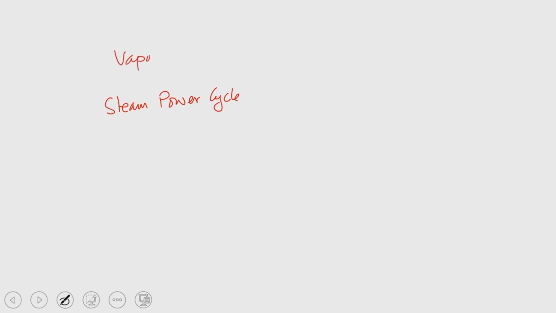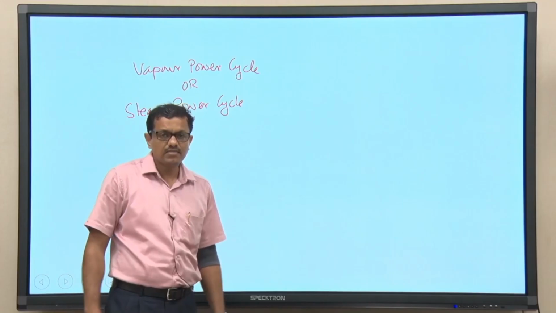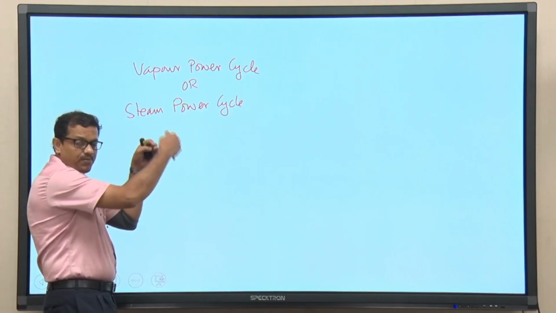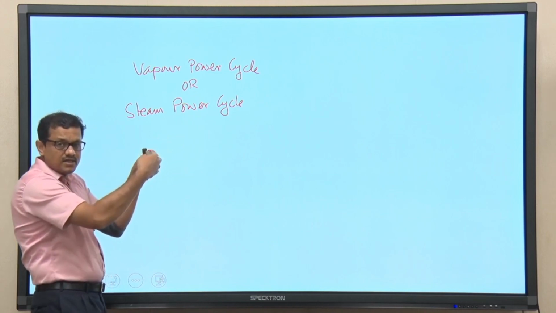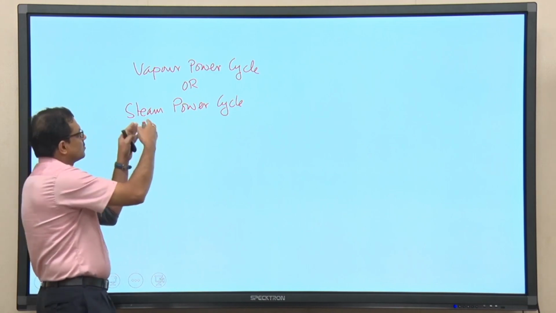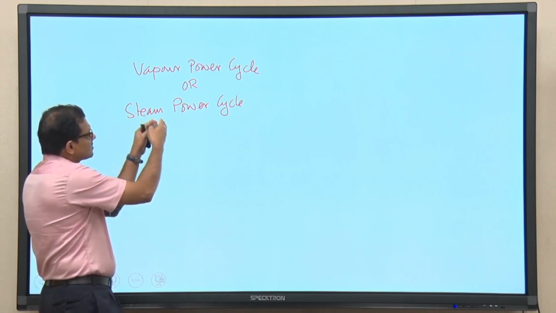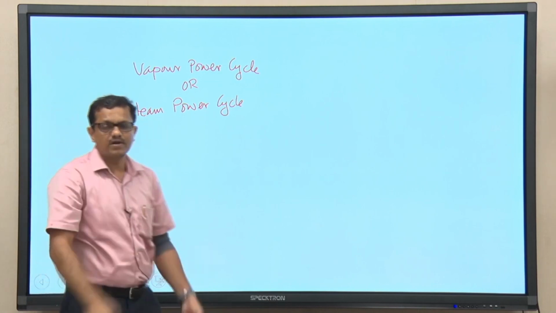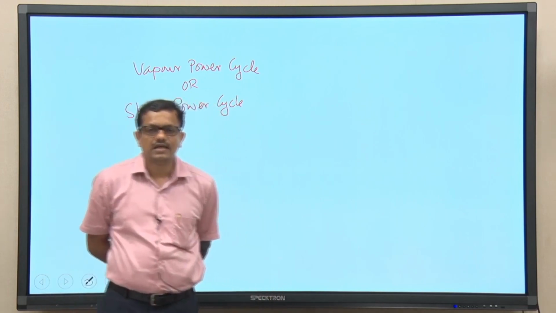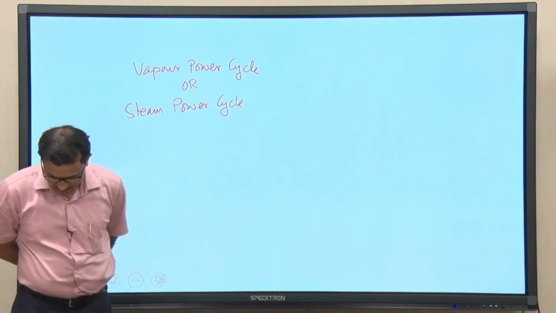Or vapor power cycle. This cycle operates, okay. So, steam power cycle or vapor power cycle, basically these two are the same, but the steam power cycle operates on the vapor power cycle considering steam as the working substance.